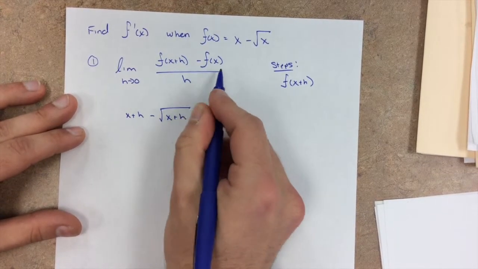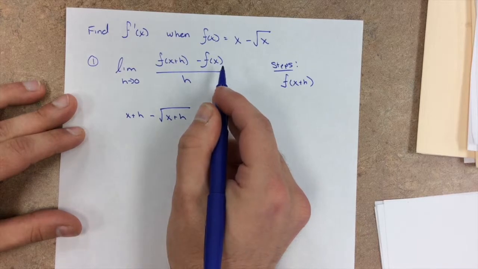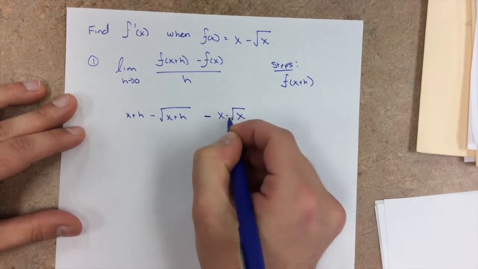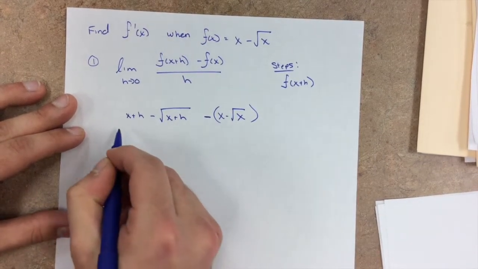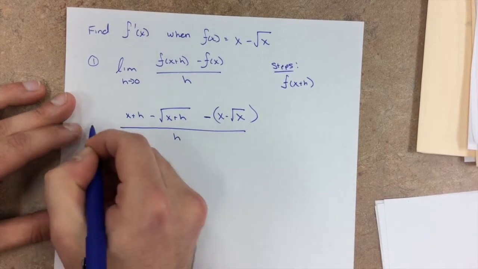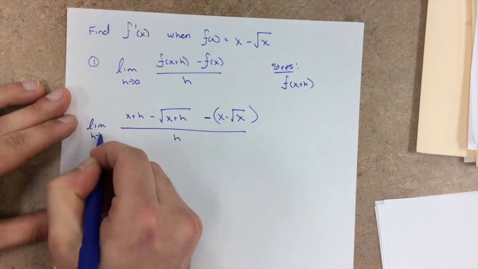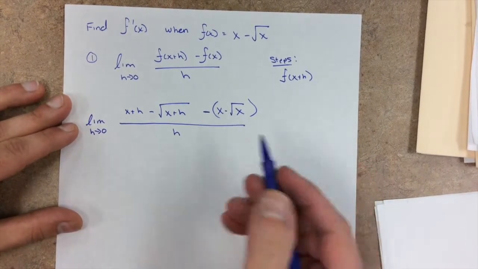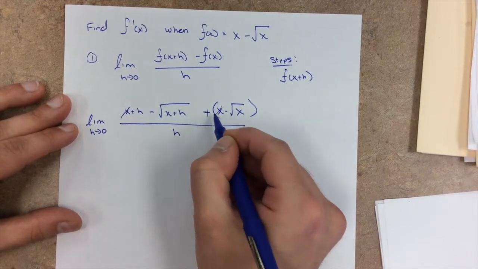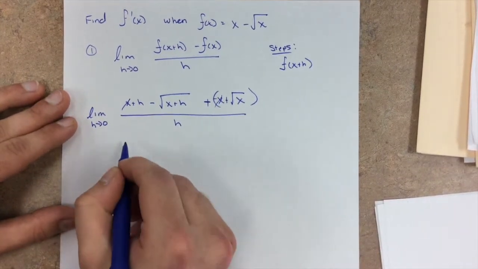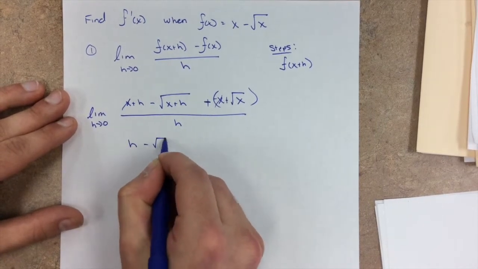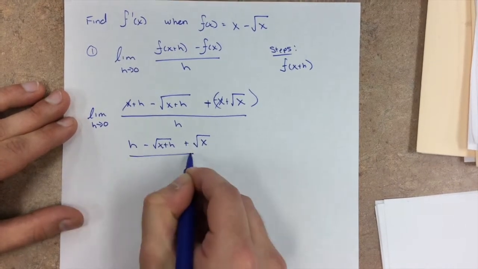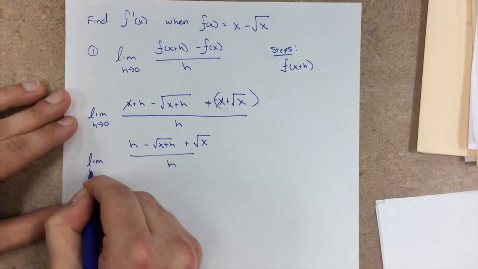Now we're going to find what? We're going to write in our function f of x. So we're going to subtract x minus the square root of x. This is all over h. Keep writing our limit as h approaches 0. Alright, now we can simplify a little bit. Our x's cancel out. I'm going to distribute that negative sign. So I'm left with h minus square root of x plus h plus x, square root of x, all over h. The limit as h approaches 0.